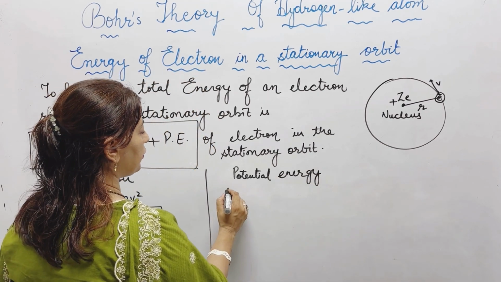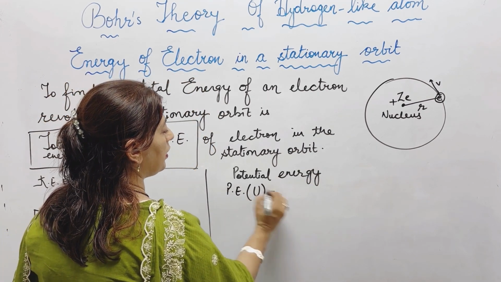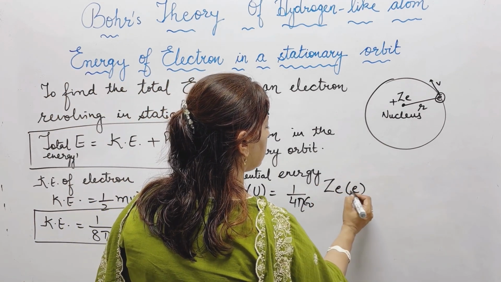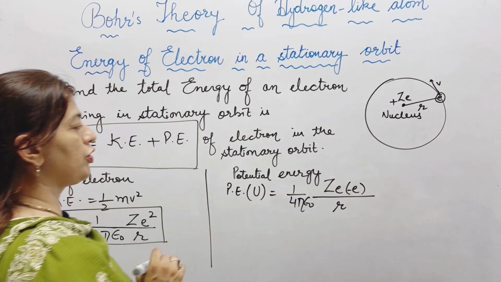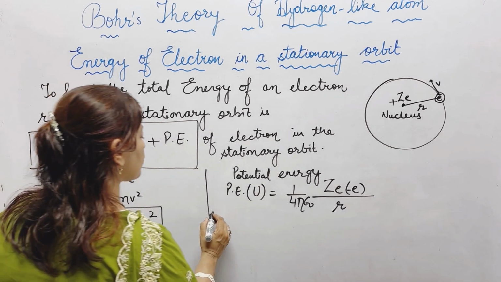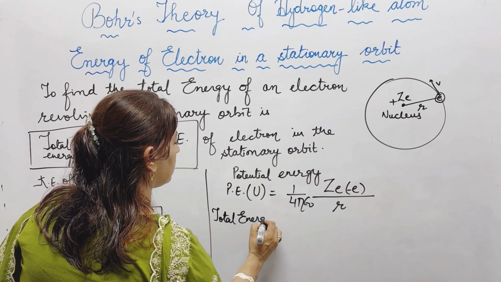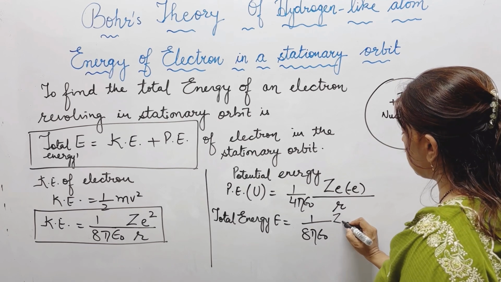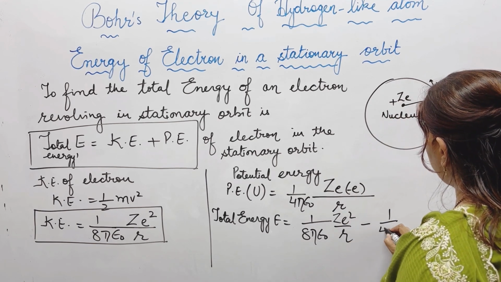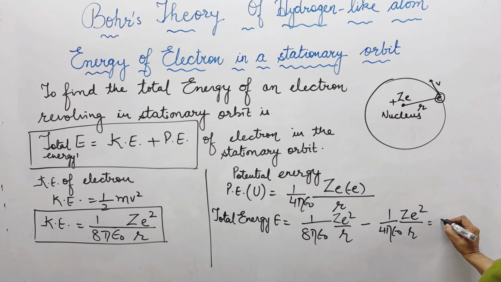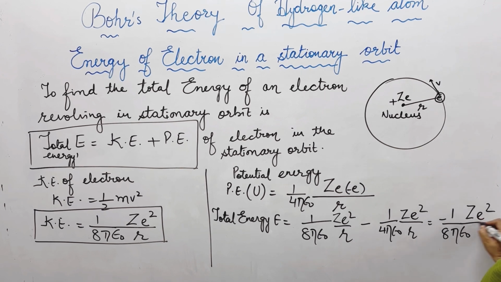Now the potential energy denoted by generally U, this thing is equal to 1 upon 4 pi epsilon naught product of the charges and distance between two of them. So we'll add the two relations for the potential energy and kinetic energy to get the total energy. So total energy E is equal to 1 upon 8 pi epsilon naught Ze square over r, and the potential energy term, minus 1 upon 4 pi epsilon naught Ze square by r. And on solving, we'll get the value equal to minus 1 upon 8 pi epsilon naught Ze square by r.